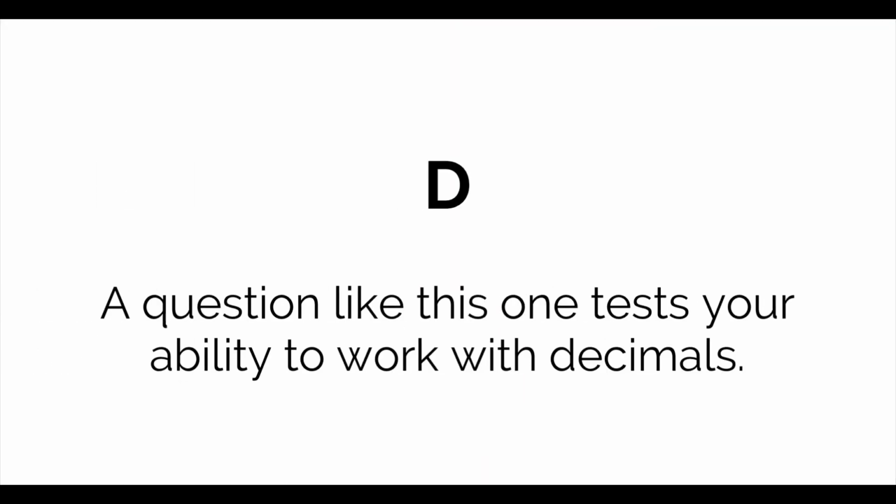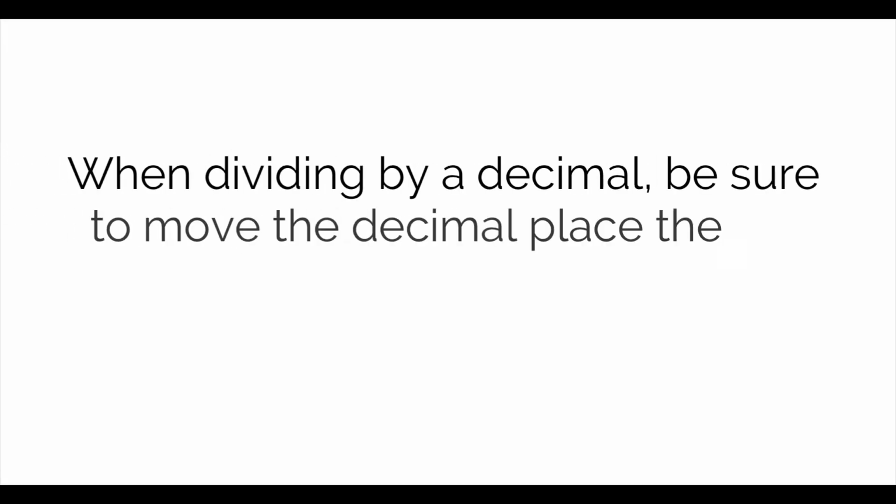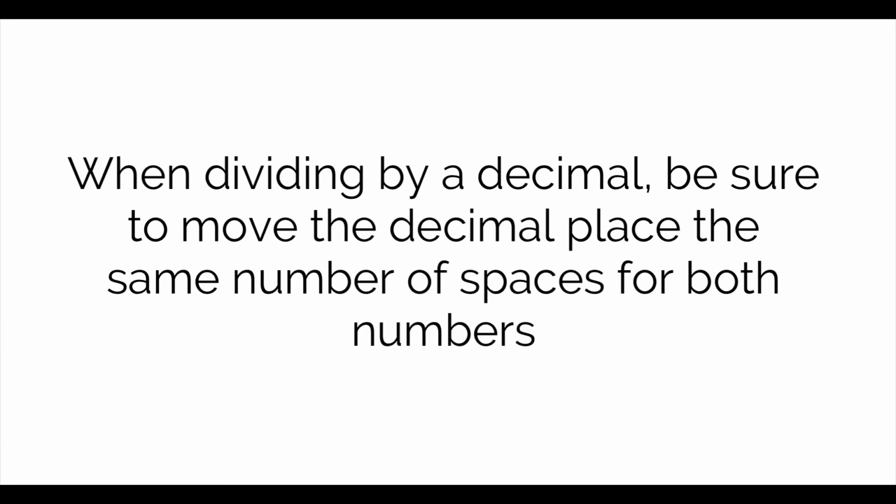A question like this one tests your ability to work with decimals. 48 over 0.08 is the same as 4800 over 8, which equals 600. So D is correct. When dividing by a decimal, be sure to move the decimal place the same number of spaces for both numbers.